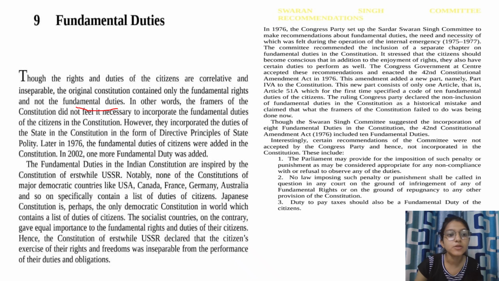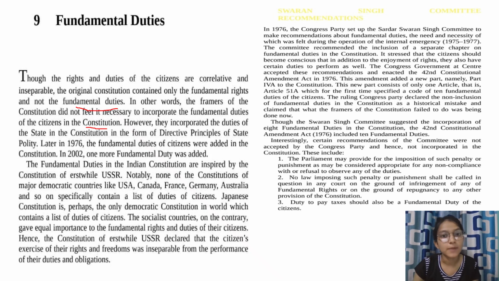In other words, the framers of the Constitution did not feel it necessary to incorporate the fundamental duties of the citizens in the Constitution. The reason behind not incorporating them back then is that the framers of the Indian Constitution didn't feel the need to add them at that moment. That's why it was excluded from that period. However, they incorporated the duties of the state in the constitution in the form of DPSP.